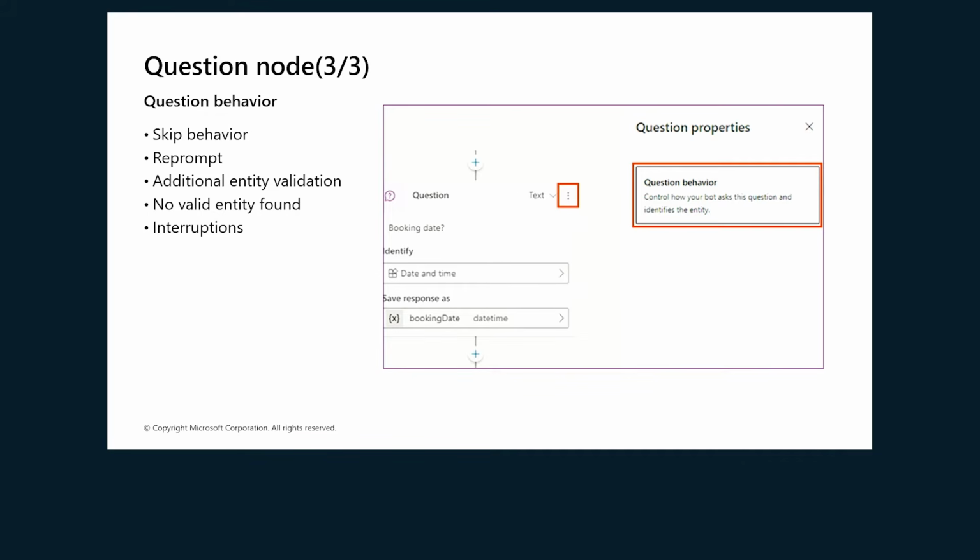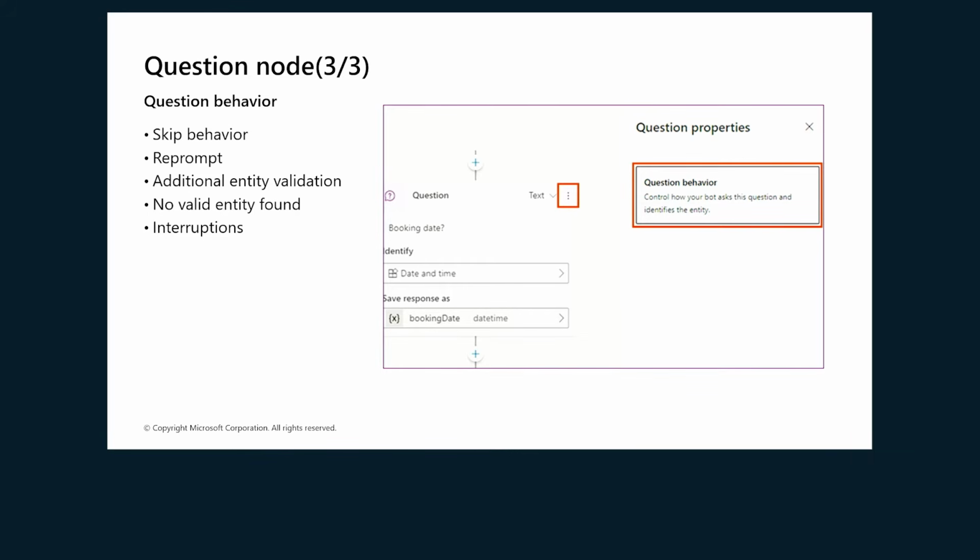Next, we have the reprompt. This is a crucial feature for maintaining user engagement and accuracy. If a user provides an invalid or incomplete response, the retry prompt kicks in. You can customize the message that encourages the user to try again, guiding them to provide the correct information without feeling frustrated.